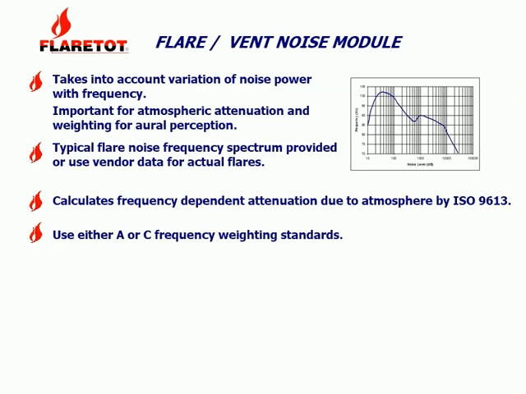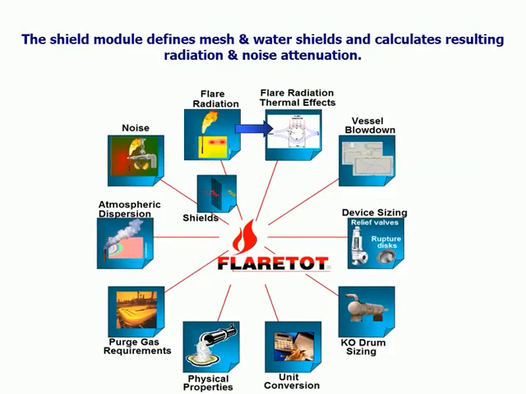Note that A weighting is typically used for environmental and industrial noise. C weighting might be used for very high noise levels. The noise module can size the flare stack to meet a maximum allowable noise level. Next, we examine the shield module.